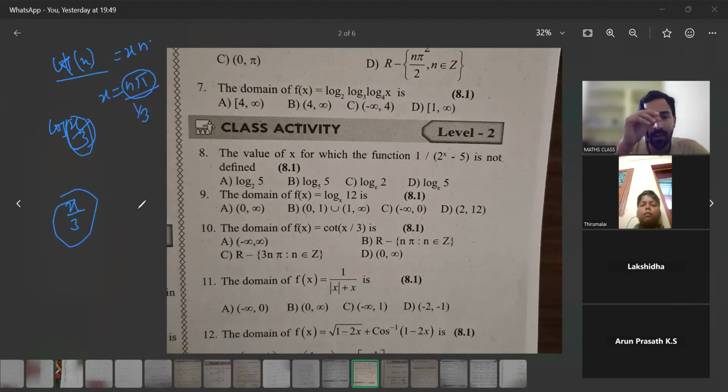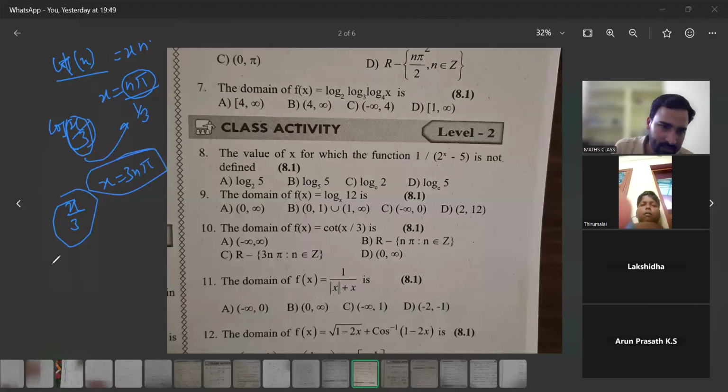We have to divide all these values on the x-axis for the graph of cot x. If we divide all these values by 1 by 3, then we will get the graph of cot x by 3. So whatever number is given, divide by that number. So x equals 3 n pi. This will become x equals 3 n pi. Also, you can just check here. This is cot x by.